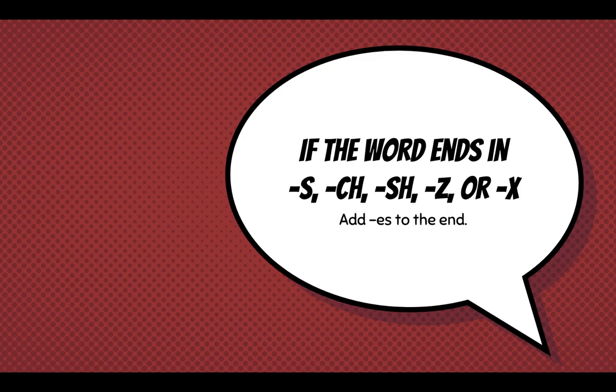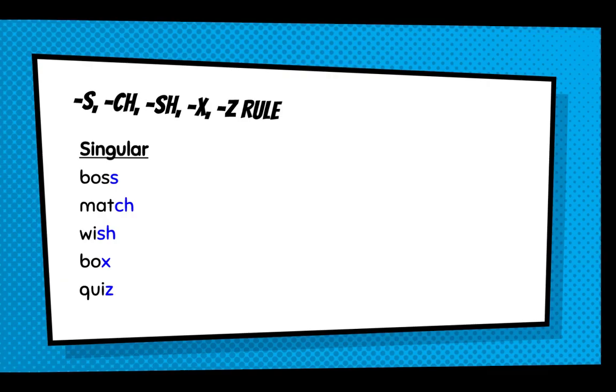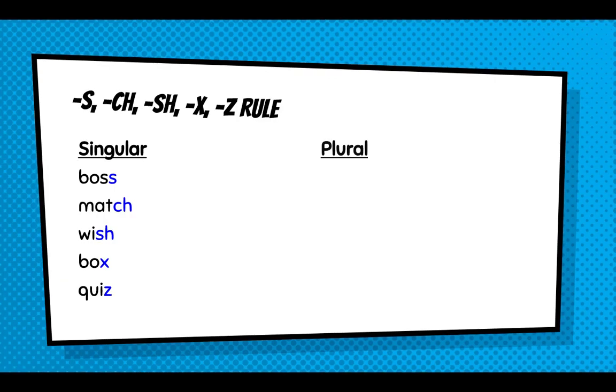For example, if the word ends in S, CH, SH, Z, or X, then instead of adding S, we're going to add an ES at the end. Let's look at some examples. So boss ends in S, so we're going to add ES at the end. Match ends in CH, so we're going to add ES at the end. Wish ends in SH, so we're going to add ES at the end. Box ends in X, so we're going to add ES at the end.